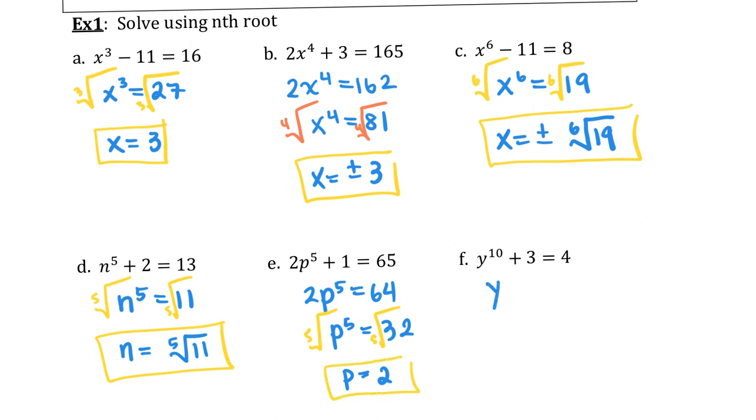Okay, minus 3. Y to the 10th equals 1. Okay, to cancel the 10, I'm going to do a 10th root. Okay, if it's a 10th root, is it plus minus? Yes, because it's even. What's the 10th root of 1? Yeah, it's 1. 1 times any root of 1 is going to be 1.